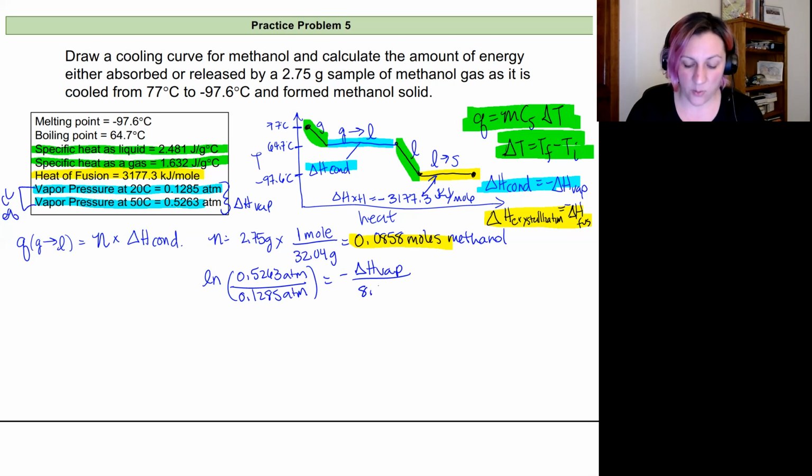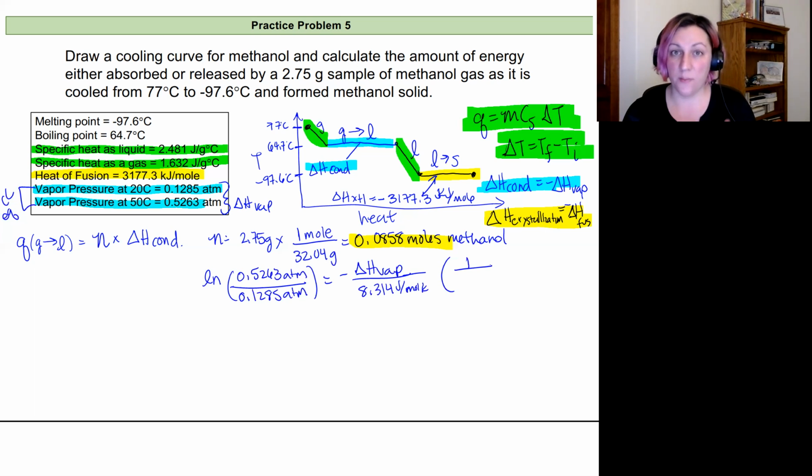And R is 8.314 joules per mole Kelvin. And that's multiplied by the inverse of our two temperatures, the difference between them. So it's always the second temperature minus the first temperature, as long as that second pressure is on the top of our natural log ratio. So that's going to be 50 degrees Celsius, which I'm going to convert into Kelvin first. So 273 plus 50 gives me a value of 323 Kelvin. And I'll subtract then my 20 degrees Celsius converted into Kelvin. So 273 plus 20 is going to give me a value of 293 Kelvin.